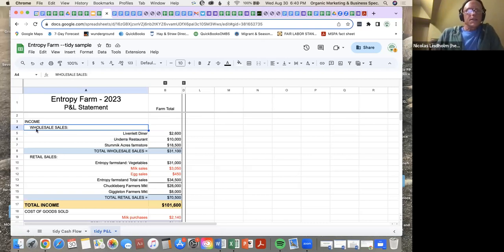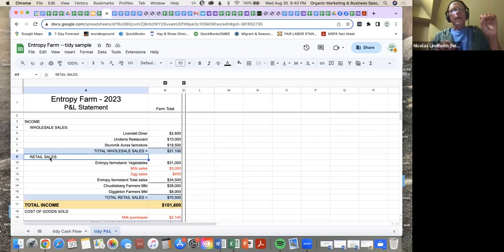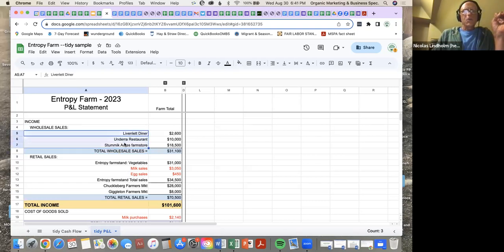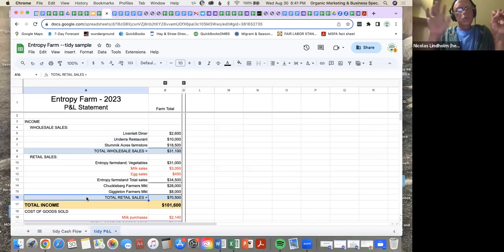So one of the first things I did with the income section is create a wholesale sales and a retail sales parent category. And each section is subtotaled. So you can get an idea of, of all your market channels, wholesale adds up to a certain amount, and retail adds up to a certain amount. That can give you some useful information, which we'll get to in a little bit too. But other than creating these categories and then moving things around, I left it pretty much the same.